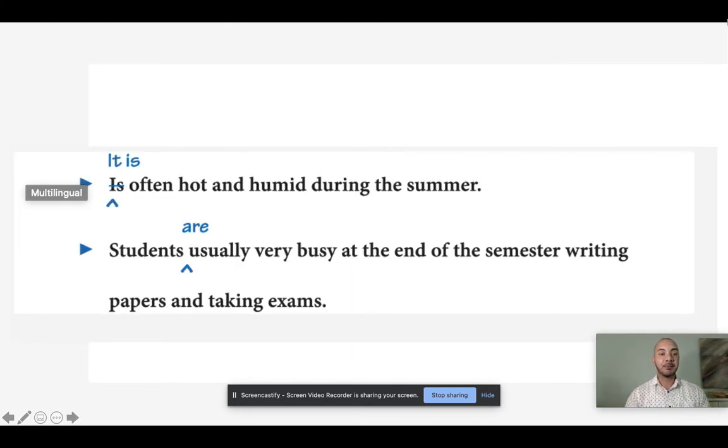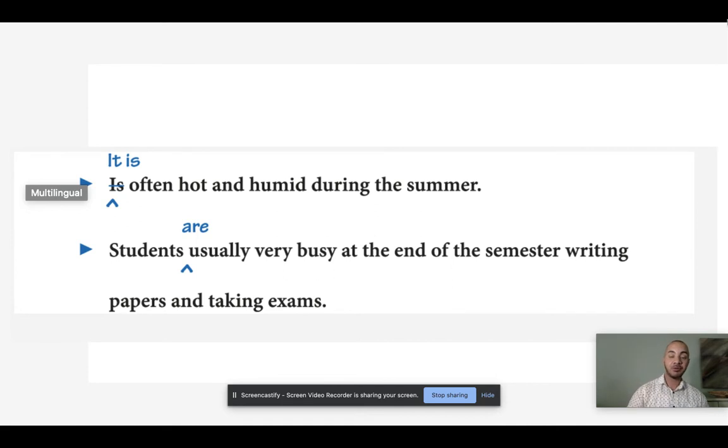Here are some other examples. Is often hot and humid during summer. In this case, we're missing a subject. So we need to add the subject into the sentence in order to fix the fragment. Simply, we can add the word it. It is often hot and humid during the summer.